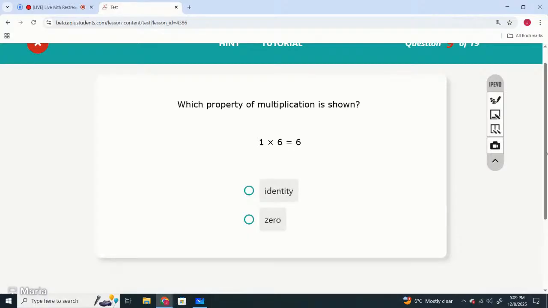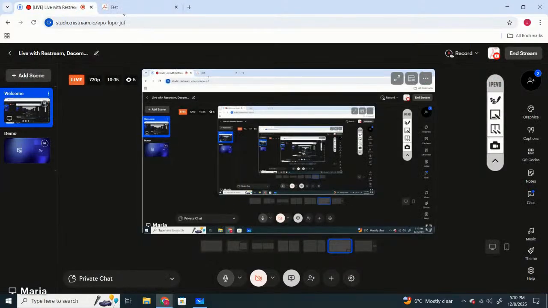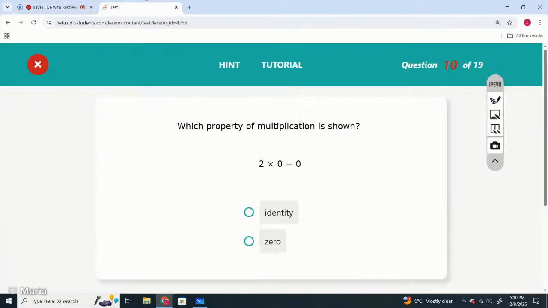Which property of multiplication is shown? 1 times 6 is equal to 6, which is the correct option. That is the identity property. Option number 1 is the correct option. Okay, you can complete the lesson by yourself later today. Let me move on to the next lesson.